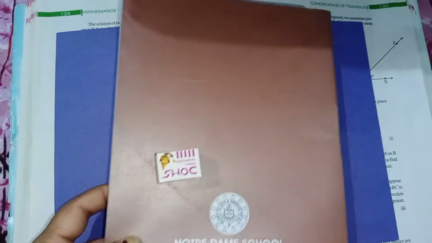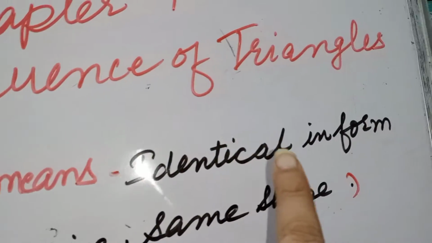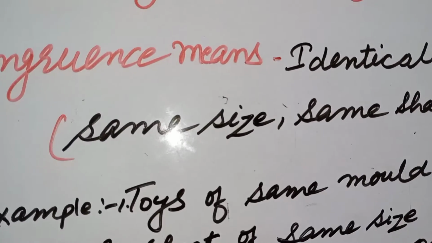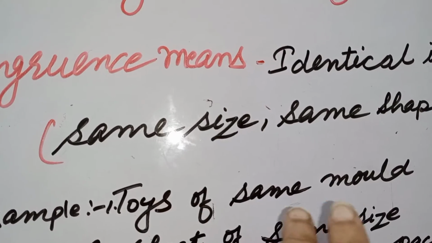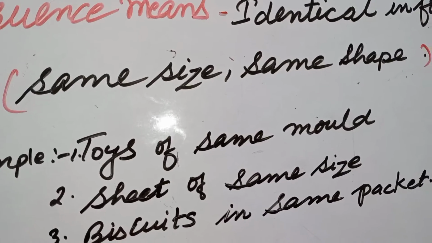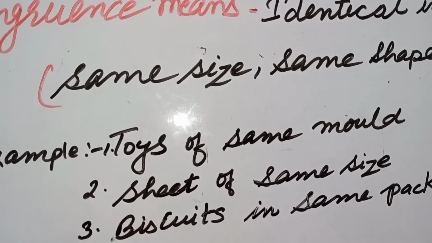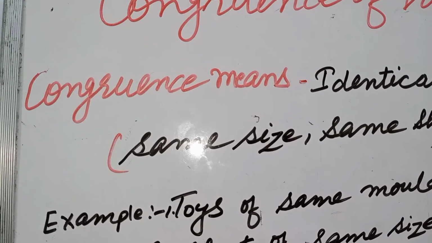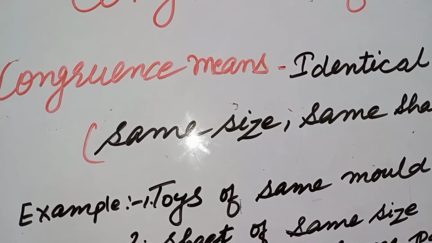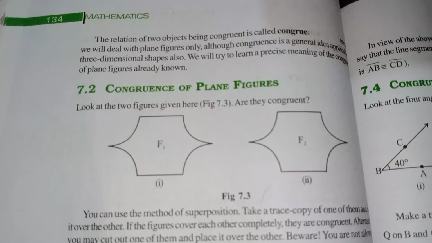So what do we call them? We call them congruence. Congruence means identical in form, or you can say same size, same shape. For example, as I showed you, toys of same mold, sheets of same size, or biscuits in the same biscuit packet, you always see they are identical, they overlap each other. In the same way in mathematics we have this term congruence, that means of same size and same shape, same length. So let's learn it in more detail.